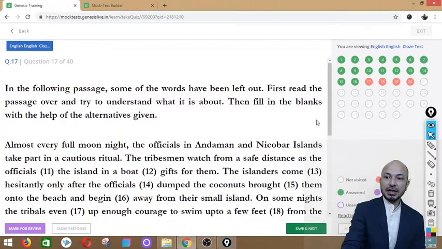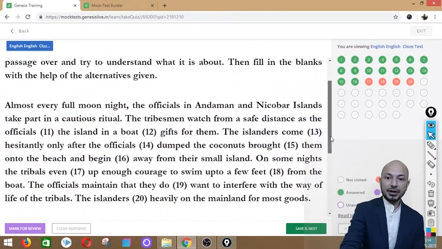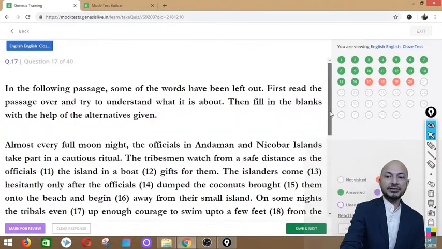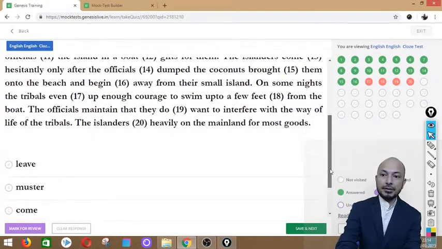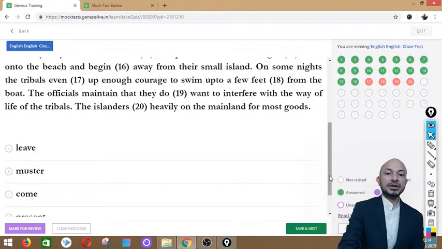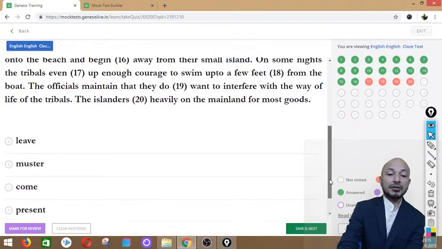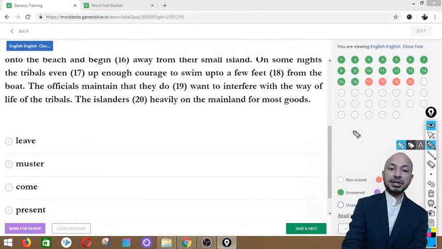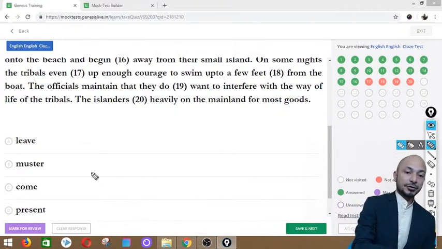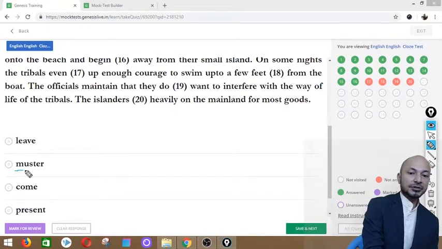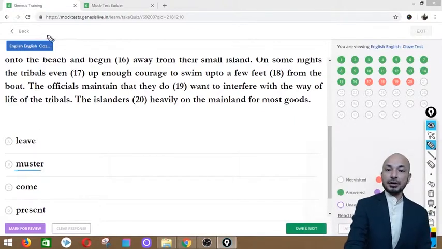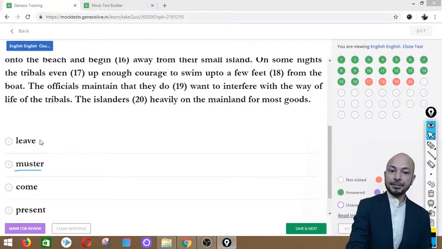So on to number 17, and we're going to scroll down the same passage, and it says on some nights the tribals even dash up enough courage. So is it going to be leave up enough courage, muster up enough courage, come up enough courage, or present up enough courage? It's going to be option B, which says muster up. So we click option B, muster up enough courage, and let's say next.